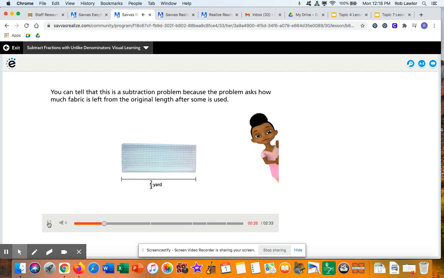You can tell that this is a subtraction problem because the problem asks how much fabric is left from the original length after some is used.